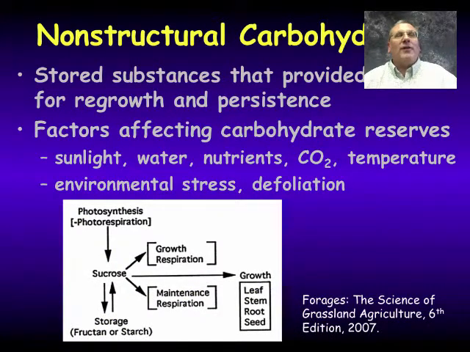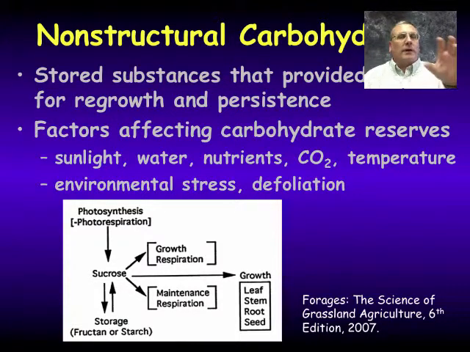This is just another diagram, kind of similar to that photosynthetic factory that I showed you. We've got photosynthesis going on here. We've got sucrose being produced. That's a sugar. And the first place it always goes is to growth and maintenance of that plant. Once we're meeting the growth and maintenance requirements, the extra can get shifted into storage for later use.